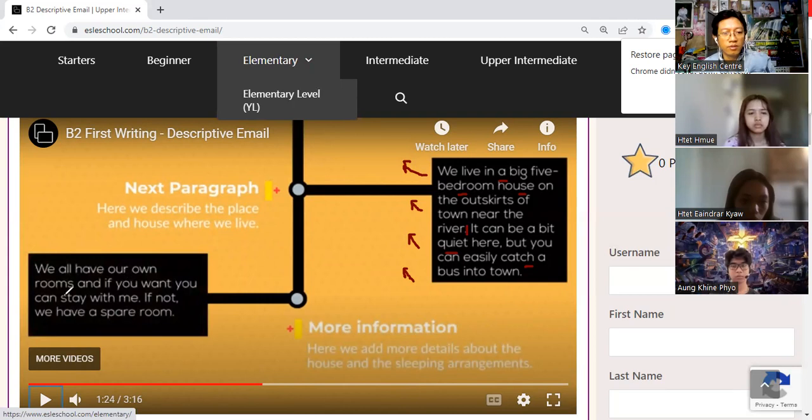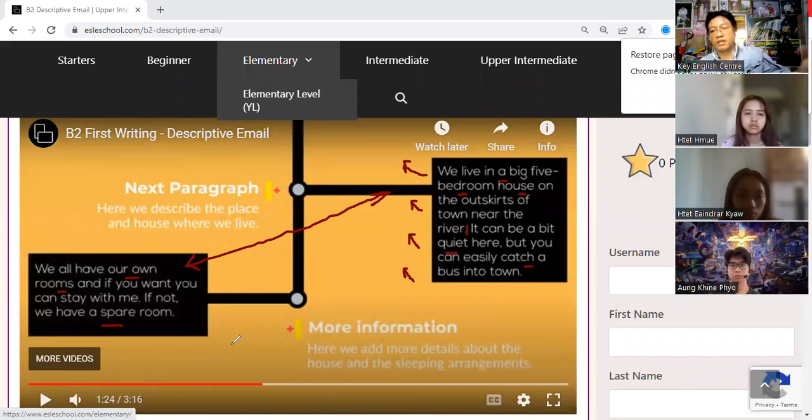Our own rooms. What kind of room is this? Bedroom, right? So there are 5 big bedrooms. It means a big 5-bedroom house. That's right. Our own rooms, and then a spare room. If you can stay, you can stay with me. And if not, there is the spare room. A spare room. All right. So give more information.